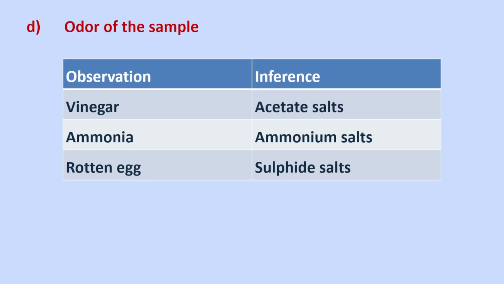The odor can also indicate the presence of certain radicals, like an ammonia smell suggesting ammonium salt, or a rotten egg smell pointing to sulfide salt.